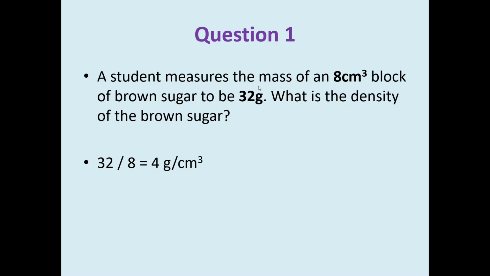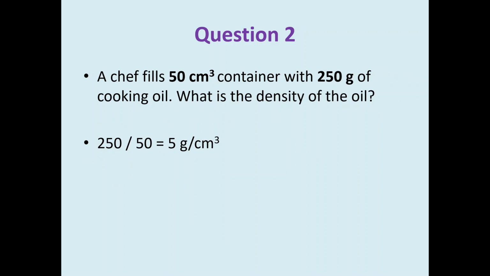So all you need to do each time is look at which number is the mass, which number is the volume, just like all the equations that we've done so far this year. If we look at another question, a chef fills a 50 centimetre cubed container with 250 grams of cooking oil. What is the density of the oil? So here is our mass, 250 grams. We do that divided by 50, because it's 50 centimetres cubed, there's our volume. So 250 divided by 50 is going to give us 5 grams per centimetre cubed. Hopefully that's not too tricky.